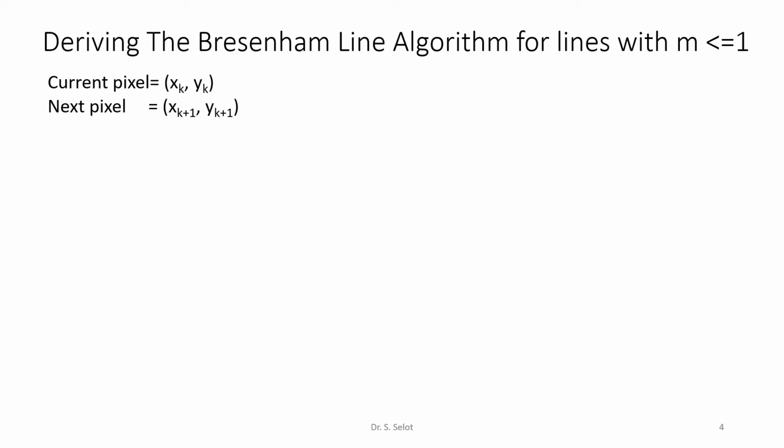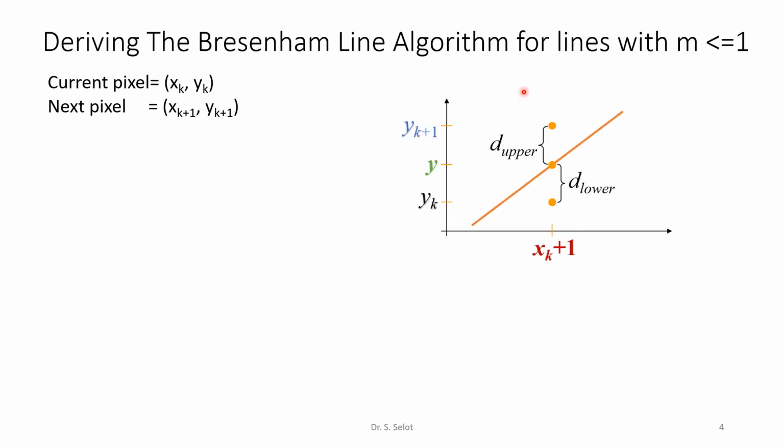So we try to find out: the current pixel is denoted by xk, yk. The next pixel is denoted by xk plus 1 and yk plus 1. The pixel chosen will depend upon the distance of the pixel from the line path, the one which is closer. Two distances are defined, d lower and d upper. D lower is the distance of the lower pixel from the line path. D upper is the distance of the upper pixel from the line path.